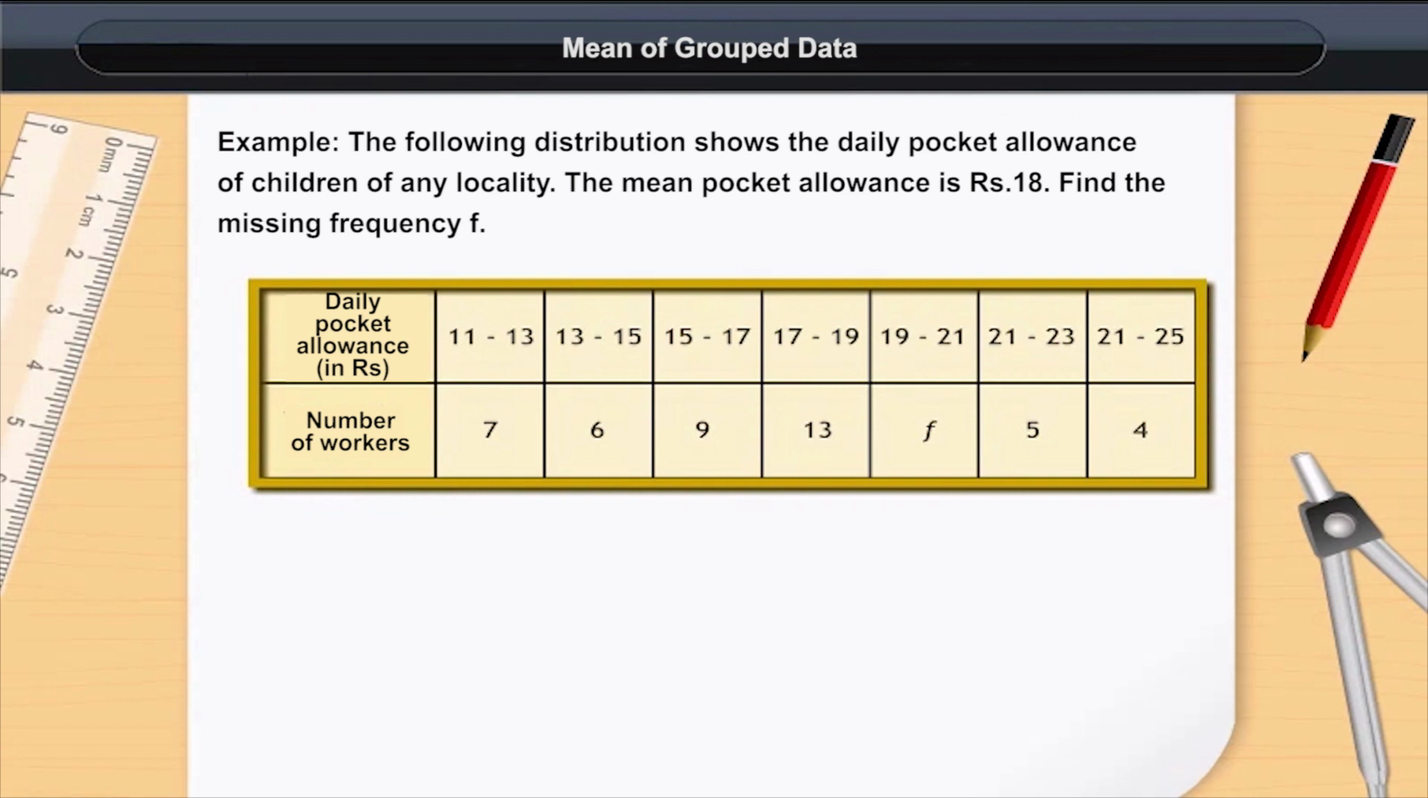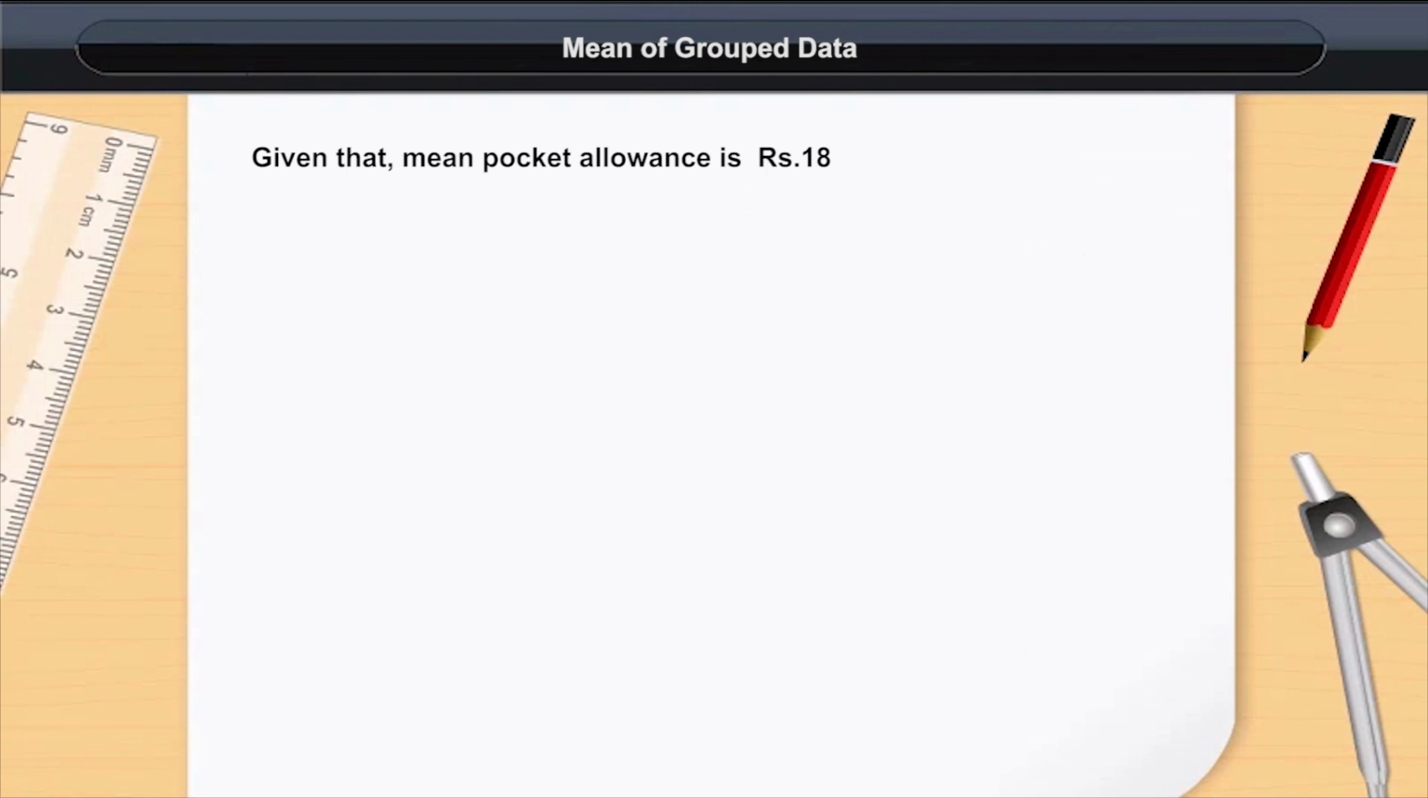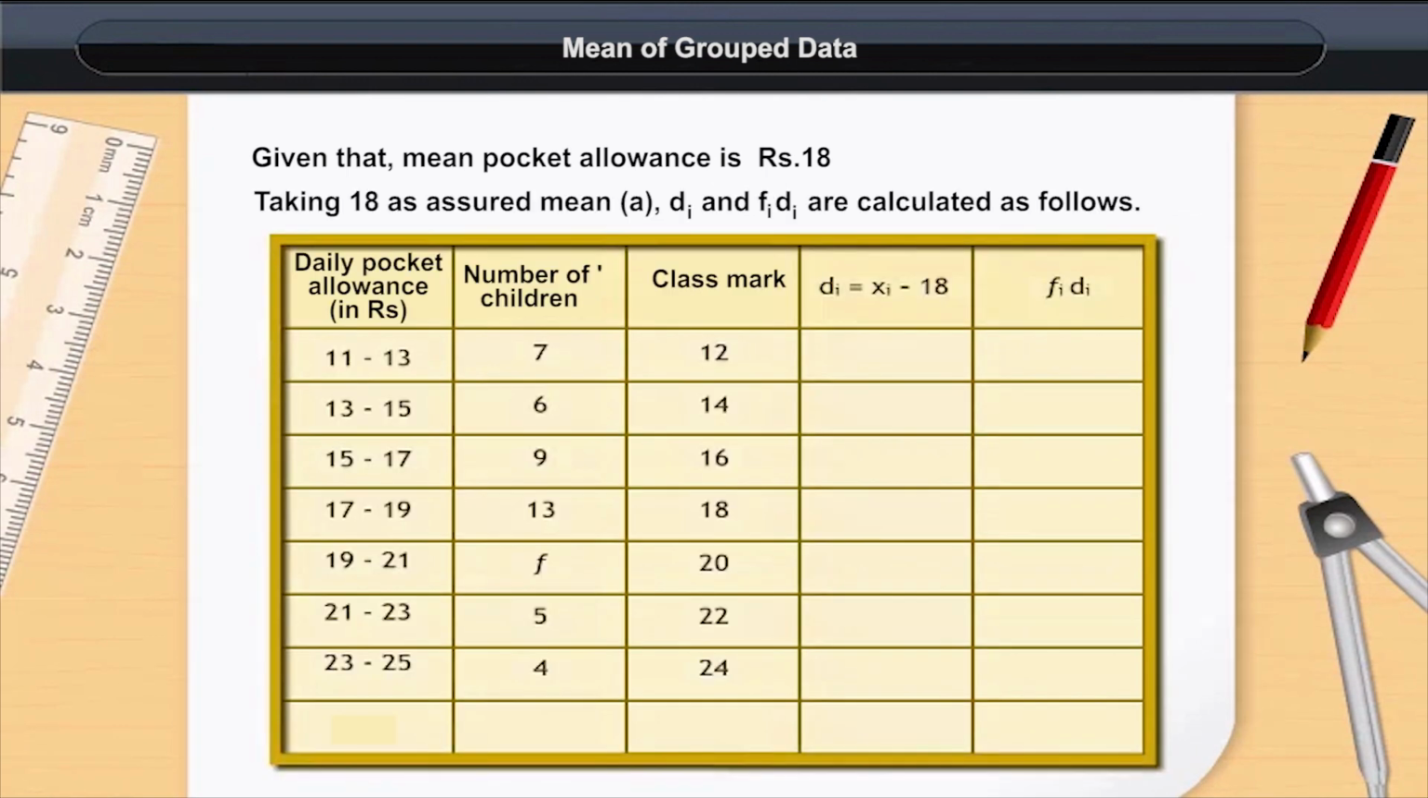Example: the following distribution shows the daily pocket allowance of children of any locality. The mean pocket allowance is 18 rupees. Find the missing frequency f. Solution: to find the class mark for each interval, the following relation is used. Given that mean pocket allowance is 18 rupees, taking 18 as assumed mean, others are calculated as given below.